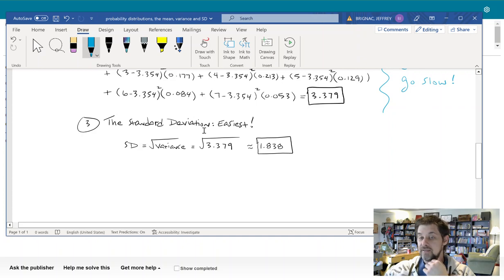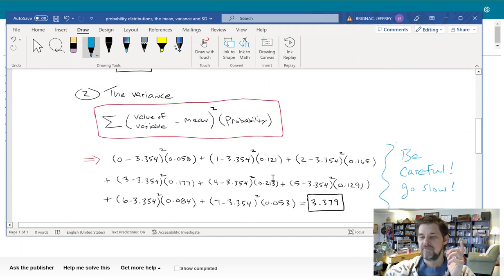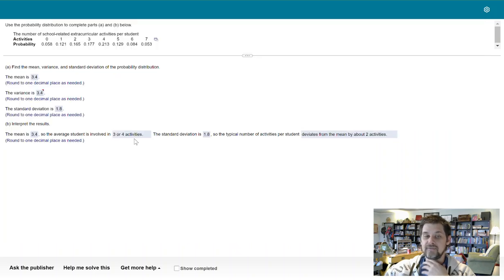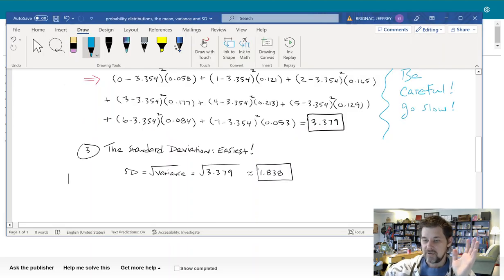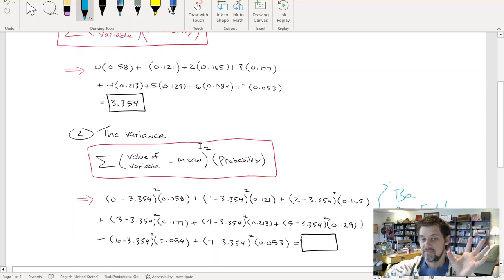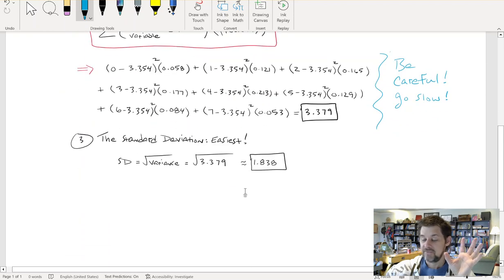The last one, the standard deviation, is the easiest one, because once you can get the variance, 3.379 or whatever it is, the standard deviation will be the square root of the variance. All right, and that's going to be the square root of 3.379, about 1.838. So I put in 1.8, rounded to one decimal place as needed. Now, those are the calculations for the mean, the variance, and the standard deviation.